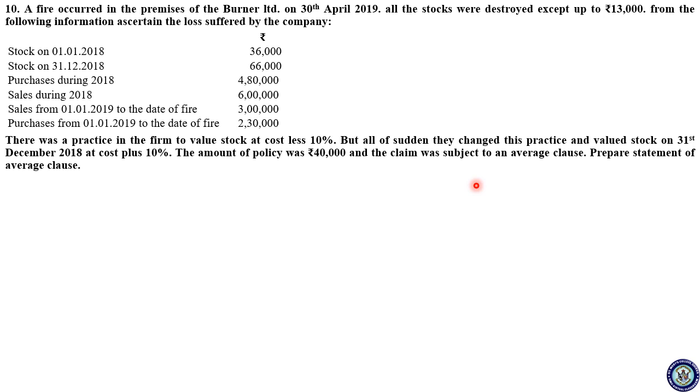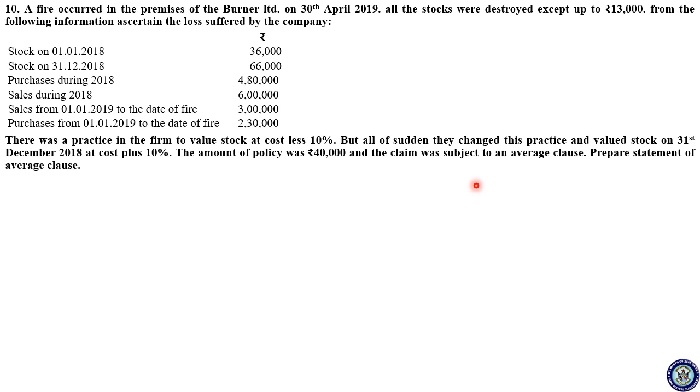The change you observe in average clause is that at the end you have to apply one formula, then calculate the amount of claim, that is, you will get the actual loss figure. On that actual loss, how much you can claim from the insurance company, okay? That is what the average clause is. You cannot claim the entire policy amount. You have to take the proportionate amount, and if you forget the formula, you have to apply cross multiplication. In this problem, I will again explain how to do the cross multiplication.